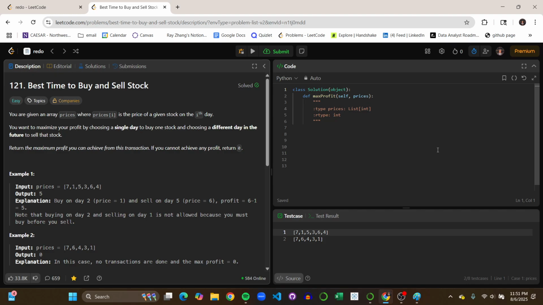So in this problem, you are given an array where prices[i] is the price of a given stock on the ith day, and you want to maximize your profit by choosing a single day to buy one stock, and then choosing a different day in the future to sell that stock. And you will return the maximum profit you can achieve from this transaction. But if you can't achieve any profit, you return 0.